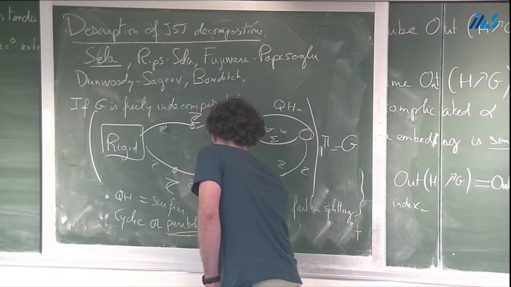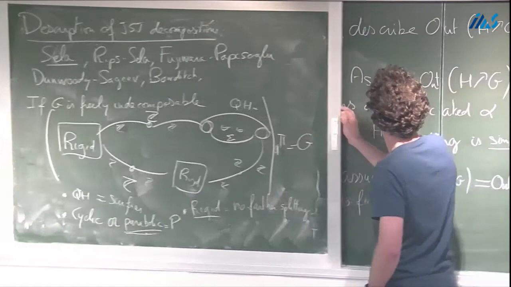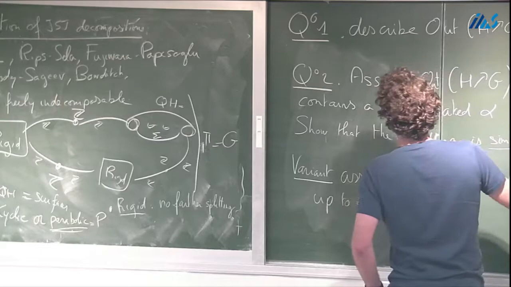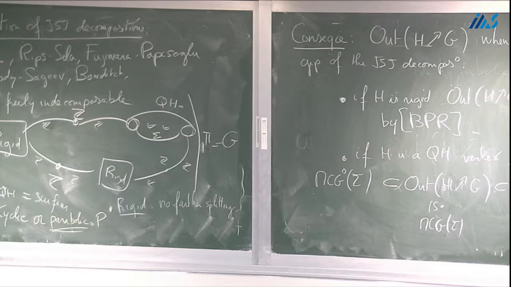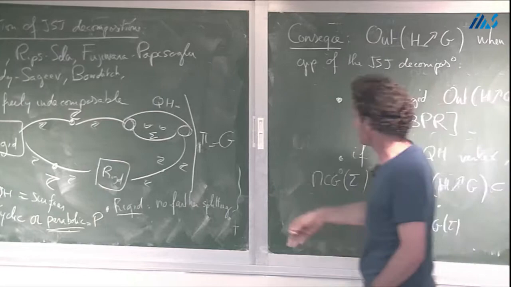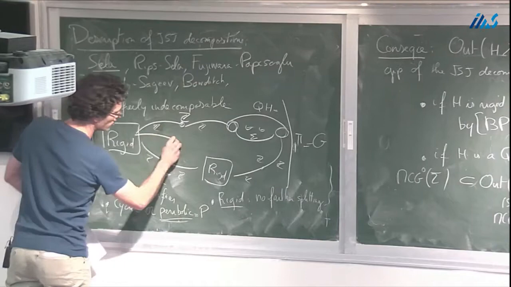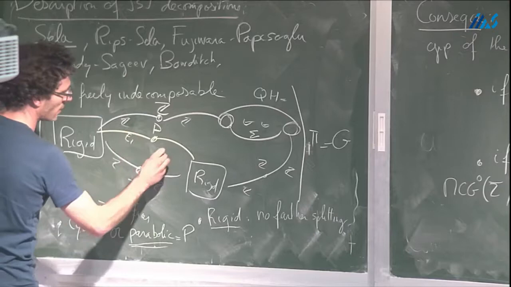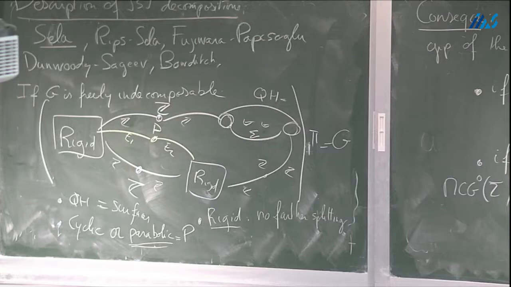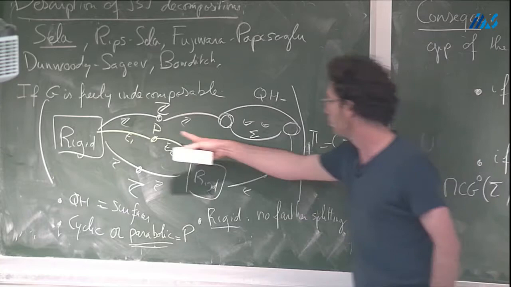So now we can still describe the automorphisms of those vertex groups which extend. In the rigid case, the same thing happens: nothing extends. In the QH case, everything extends, like the whole mapping class group. And what does extend in the parabolic case? Let me add a new P, and maybe you have subgroups here, E1, E2. Can you describe the group of automorphisms of P that extend? Well, yes, and that's exactly the automorphisms of P that act trivially on the edge groups.